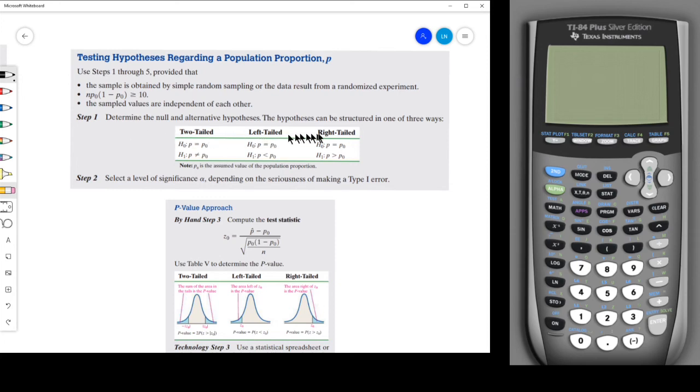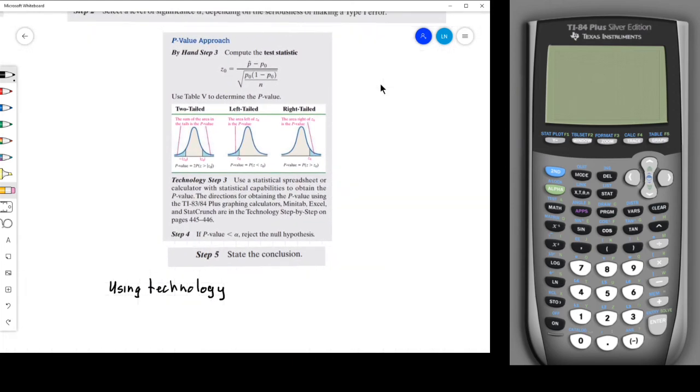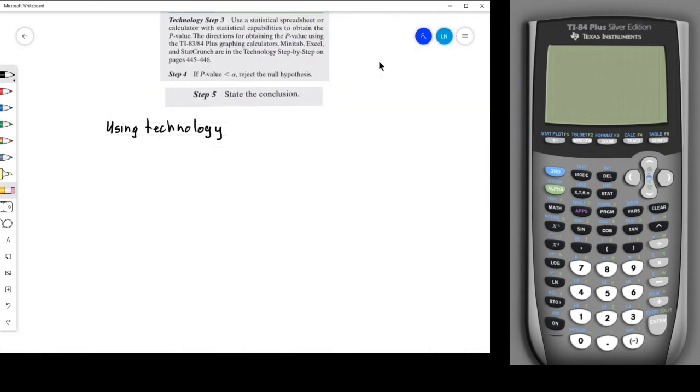And then you're still going to determine your hypotheses because you need that. You're still going to select your level of significance, or you will be told in the problem what your level of significance is. And then what we're going to do now, the textbook actually goes through this by hand. I am going to show you using the TI-84 calculator. So here's what we're looking to do. We're looking to compute the probability of making a type 1 error based on our statistical sample.